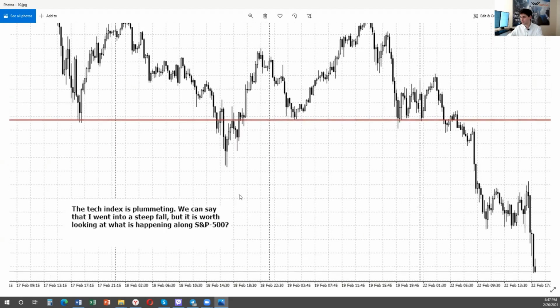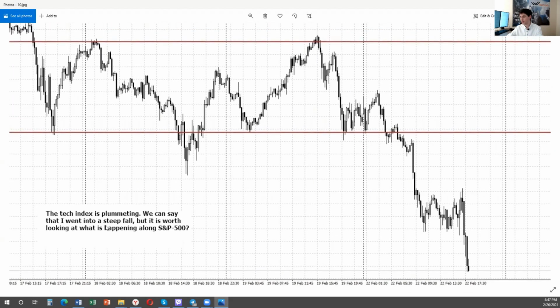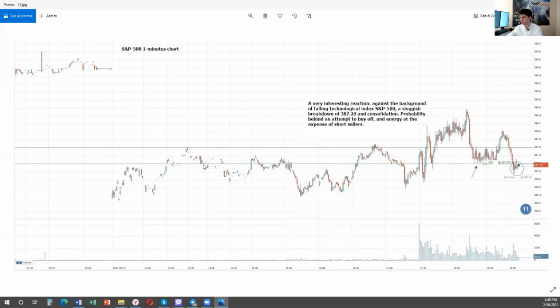So the tech index is plummeting. We can say that it went into a steep fall. But it is worth looking at what is happening along S&P 500. Let's look.